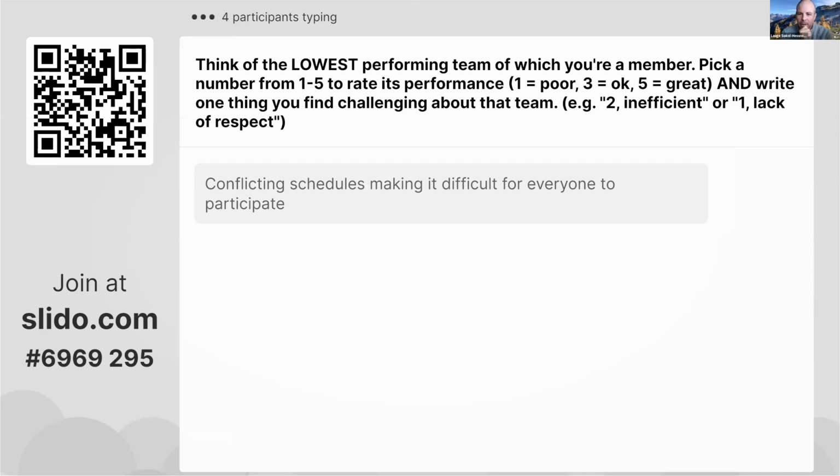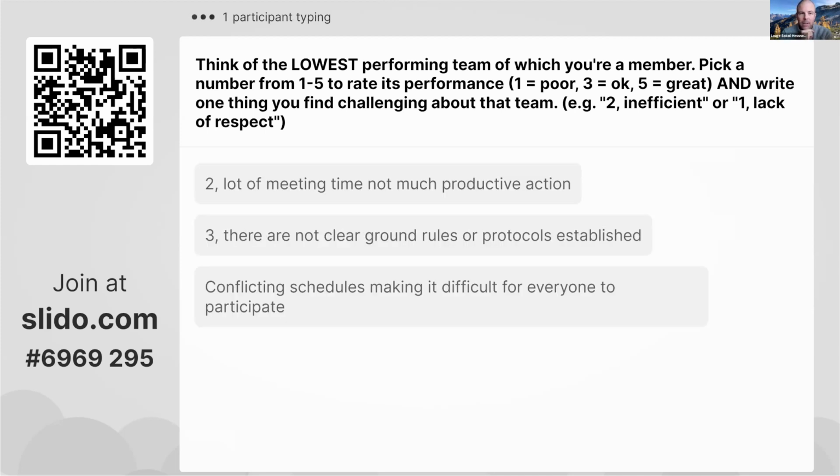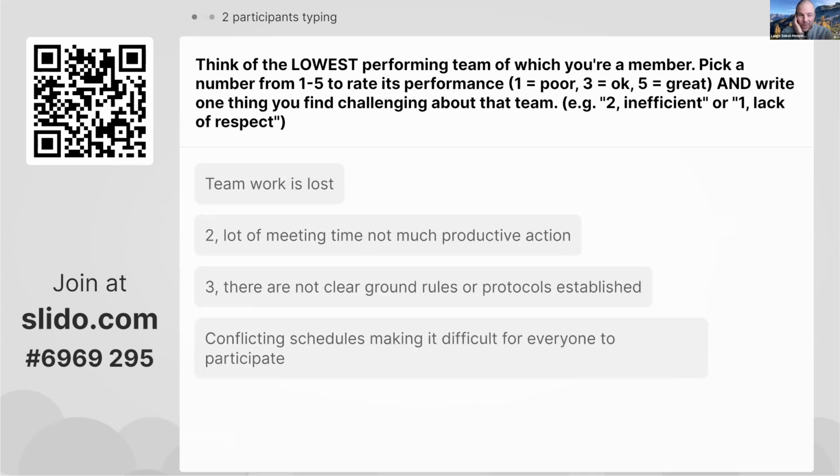Yeah, that's a big one, right? We try and have team events, team meetings, or whatever it might be, and people just can't show up because they're too busy. There are not clear ground rules or protocols established. Yes, so we haven't actually organized ourselves as how we're going to work together as a team. Or if there's a lot of meeting time, but not productive action. And yeah, that's my personal hell, I think, is meetings where I feel like the 1 hour meeting could have been condensed to 5 minutes. Drives me nuts. I hear you on that one.